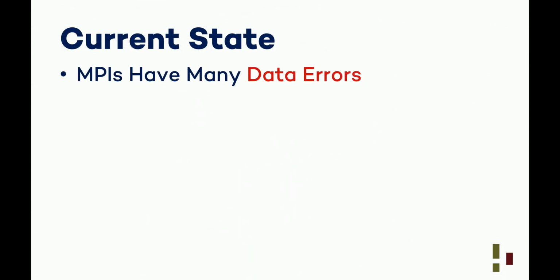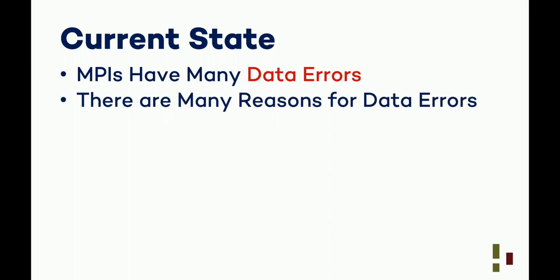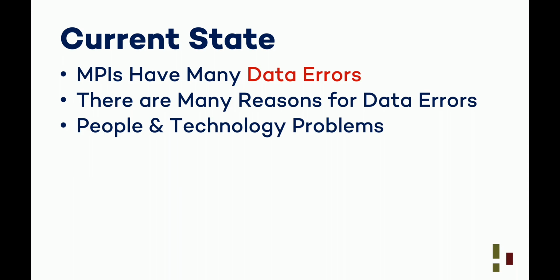To set the table, we all understand that MPIs have many data errors, and we will show those in the presentation. We will look deeper into the many reasons for data errors, to include people and technology problems, but also systemic problems in linguistics and methodologies for entering data into systems.